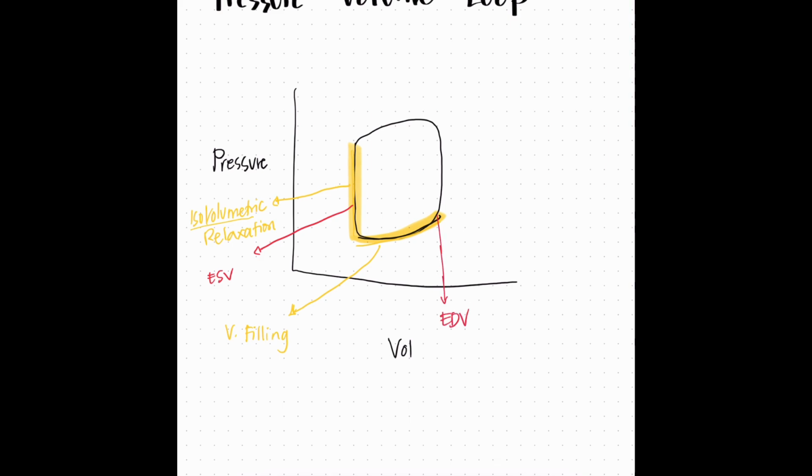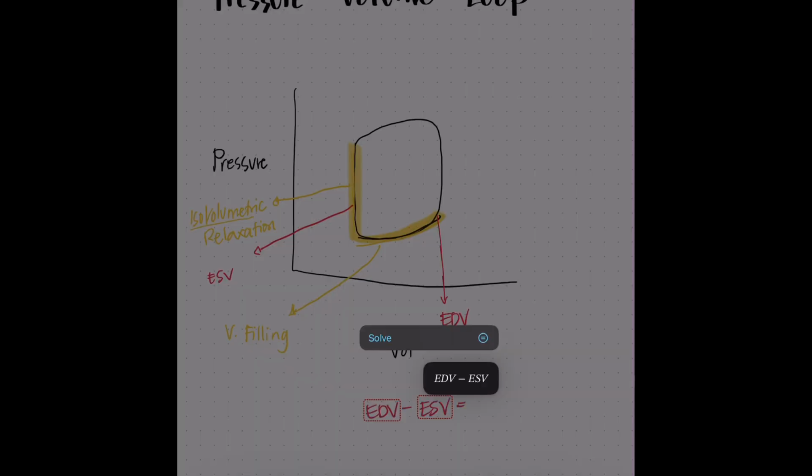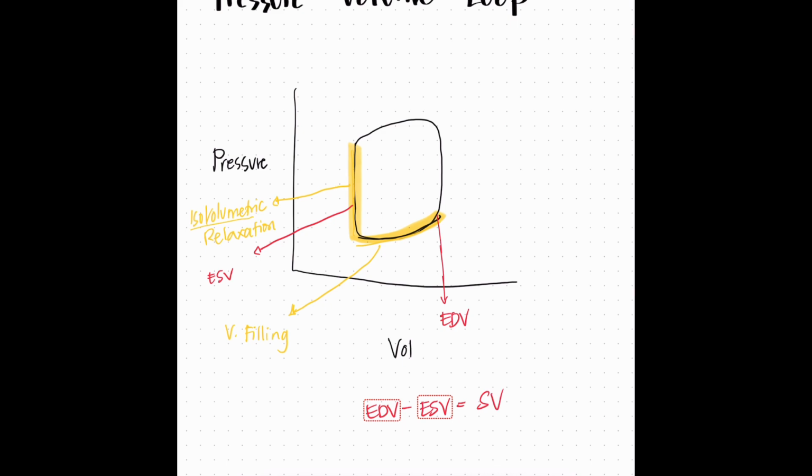Think about this. What do you get when you do end diastolic volume minus end systolic volume? You get what is left, which is the stroke volume. So that's this part, stroke volume. Stroke volume, as we all know, is the amount of blood that is pumped out of your ventricle. So you can derive stroke volume from knowing your pressure volume loop.